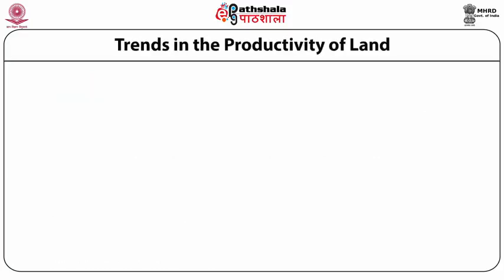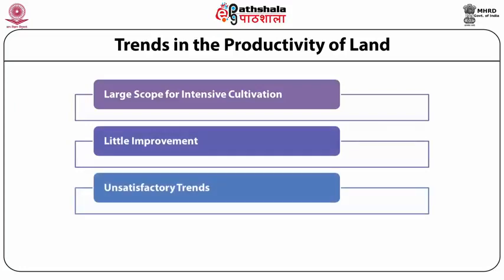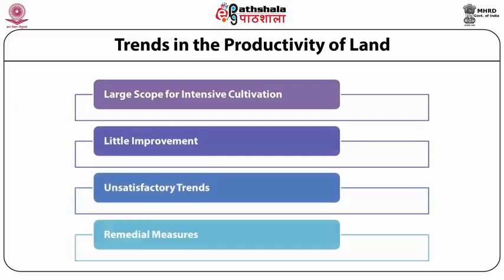Now coming to trends in the productivity of land. There are certain issues associated with this particular aspect. First is large scope for intensive cultivation, then little improvement, unsatisfactory trends, and remedial measures. While discussing the trends in the productivity of land, the first thing we look at is that there is a large scope for intensive cultivation.